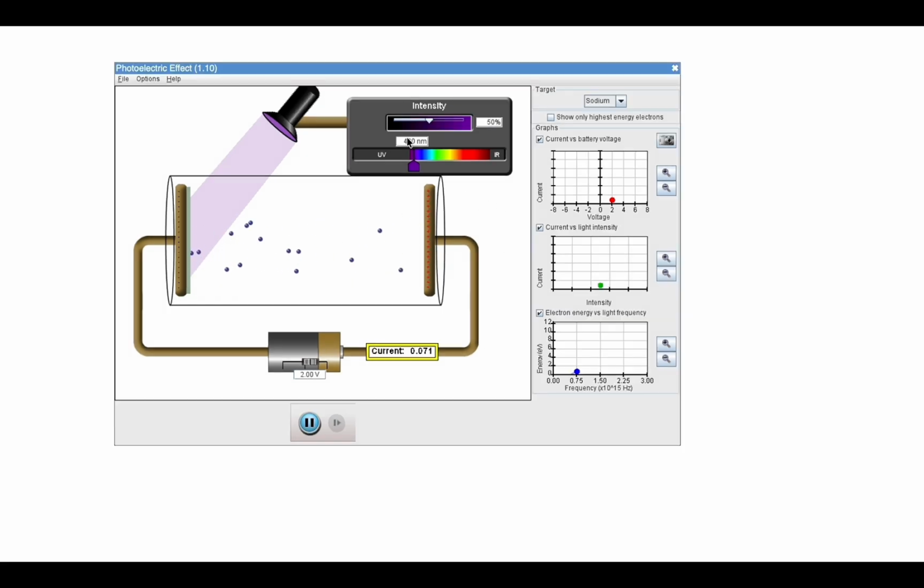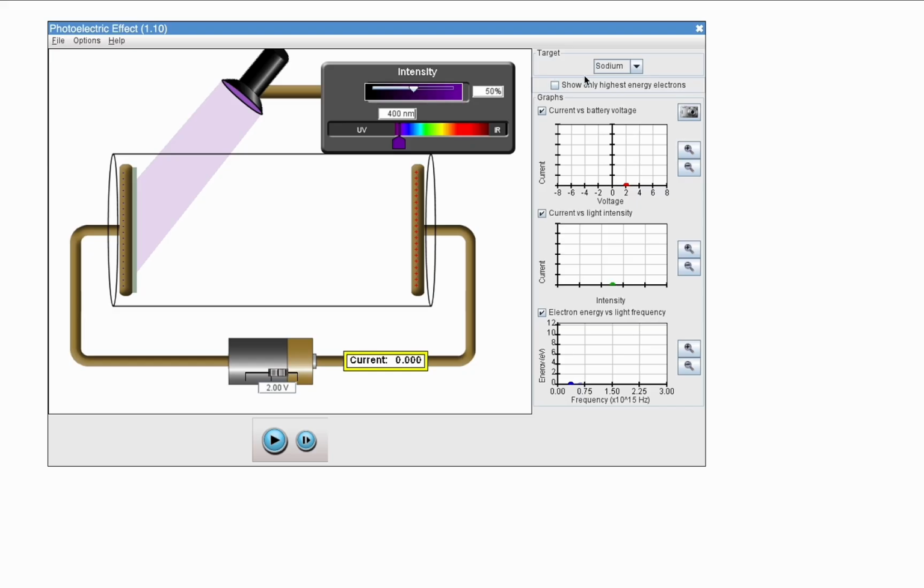Because wavelength and frequency are inversely related, increasing the wavelength decreases the frequency. In this simulation, you can see that increasing the wavelength to 550 nanometers causes photoelectron emission to stop altogether. Work function is defined as the minimum energy required to remove an electron from the surface. Each metal has a unique work function.